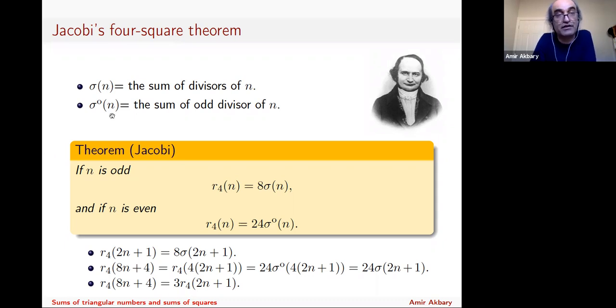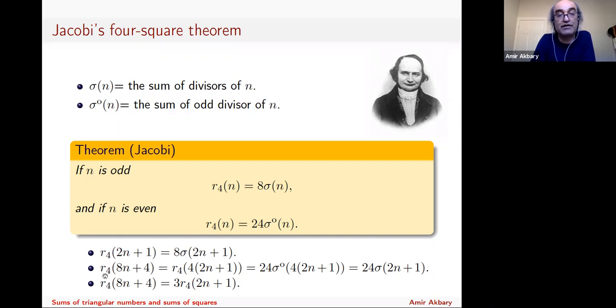So Jacobi's four-square theorem states that if n is odd, r_4(n) is going to be 8 times sigma(n). And if n is even, then r_4(n) is going to be 24 times sigma odd(n). To give you some examples here, r_4(2n plus 1) is going to be 8 times sigma(2n plus 1).